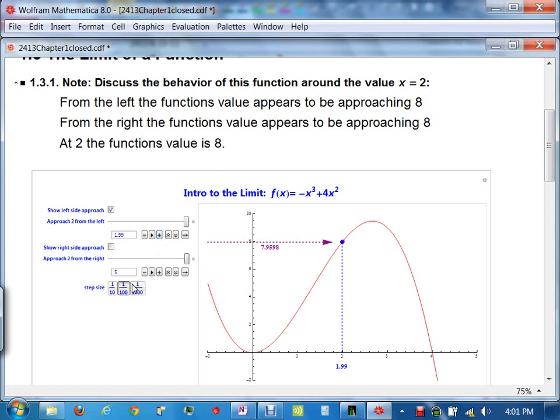Right? Now I can go to 1/1000th. Now I'm 1.991, 1.992, 1.993, and look at my y value. Getting really, really close to what? 8. The limit is not asking you what is happening at 2.